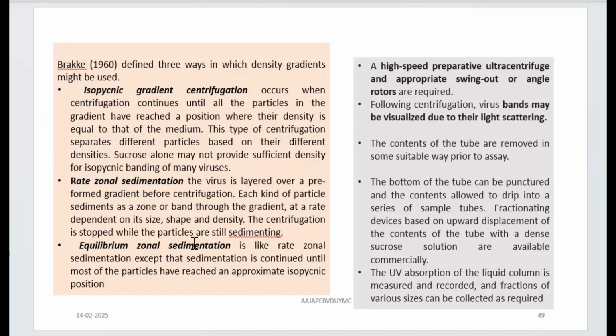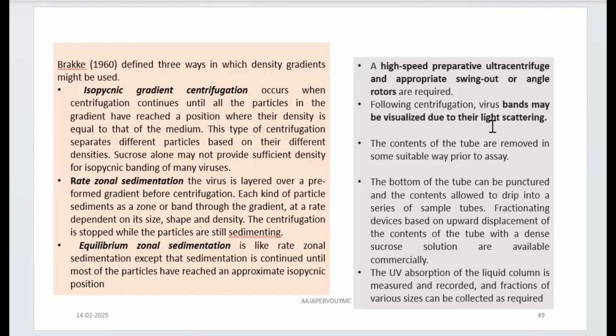Now, when it comes to type of rotors, a high speed preparative ultracentrifuge, which may be with a swinging out type of rotor or fixed angle rotor, can be used. When you allow the sedimentation to go, the bands are separated. You can visualize them through light scattering. So centrifugation assembly along with the density gradient prepared is one part of the analysis. The second part is identification or scanning of the separated materials using different instruments like light scattering, light absorption, UV absorption, which we have also seen in the previous slide.